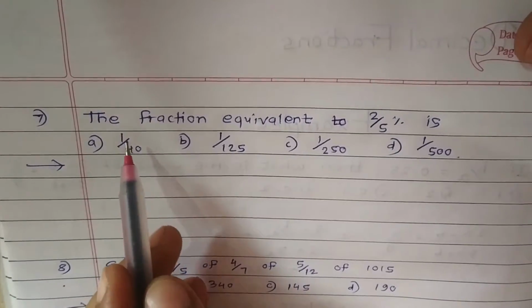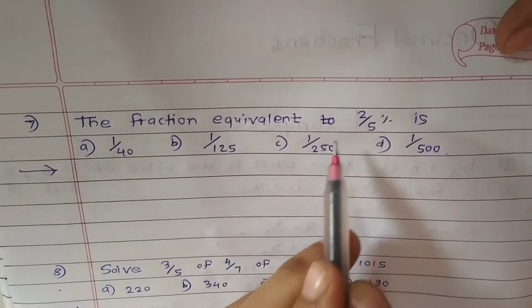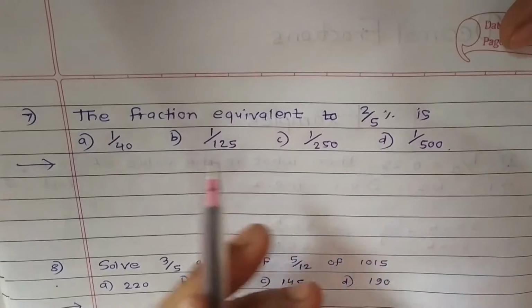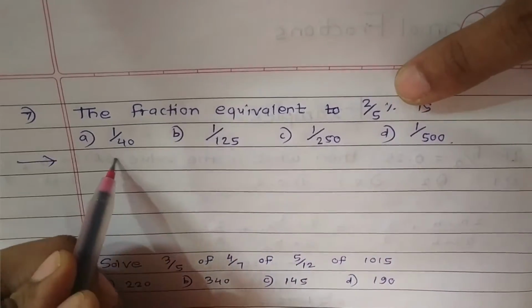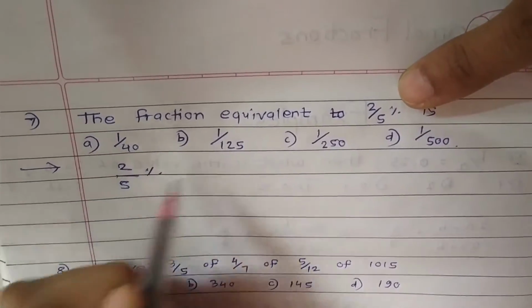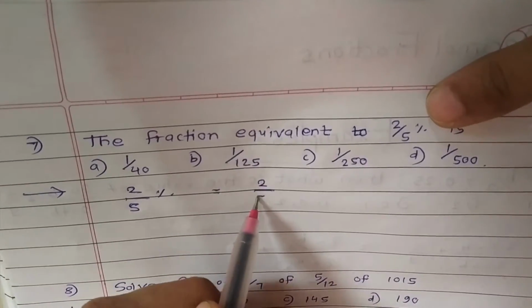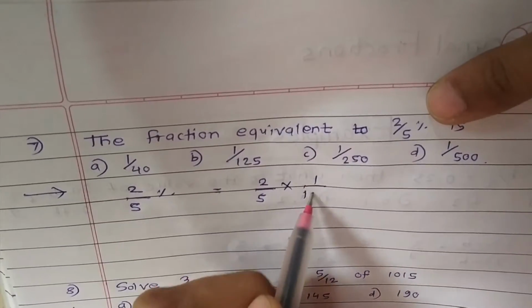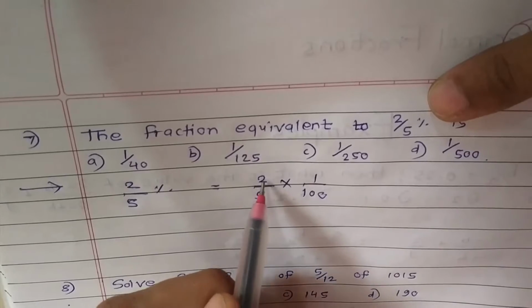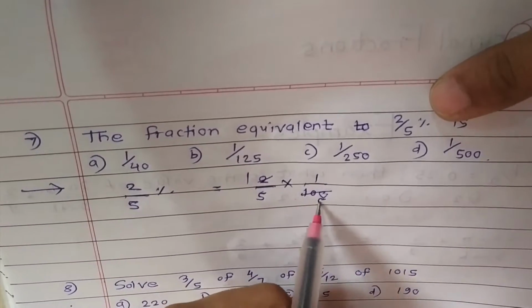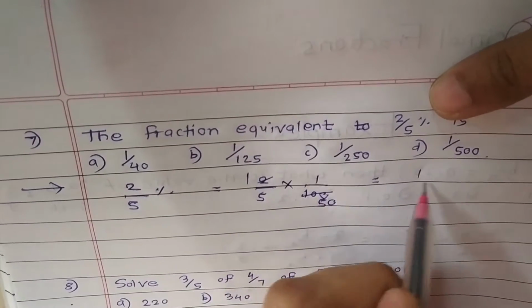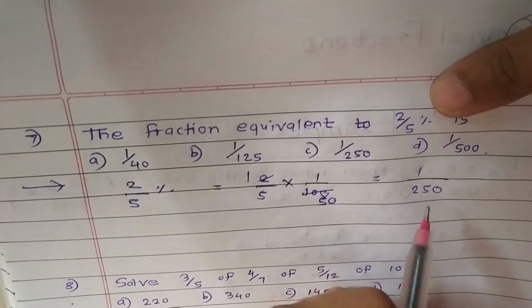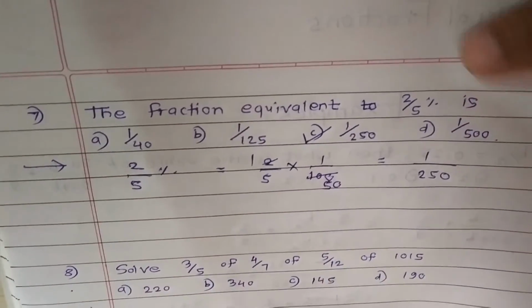Next example is the fraction equivalent to 2 upon 5% is. 2 upon 5% can be written as 2 upon 5 into 1 upon 100. Just simply solve it. 2 5s are 10, which is equal to 1 upon 250. Hence your option C is correct.